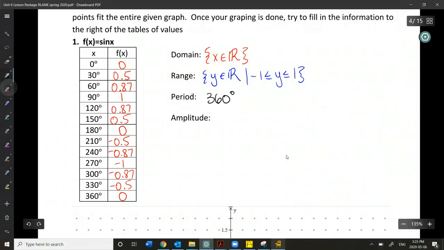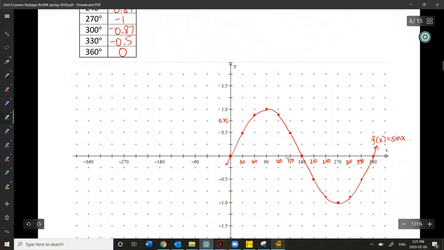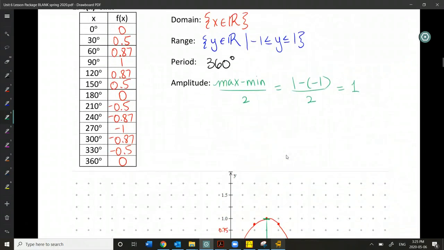Okay, and then amplitude. So amplitude, remember, we can calculate by doing max minus min over 2. And we just said that the maximum was 1 and the minimum was -1. So if we calculate here, we'll basically just end up getting 2 over 2, which equals 1. So this is probably more applicable to the stuff that we're talking about with amplitudes and waves. We're looking for the resting point to the max, which is 1 unit, and the resting point to the min, which is also 1 unit. So that's our amplitude.